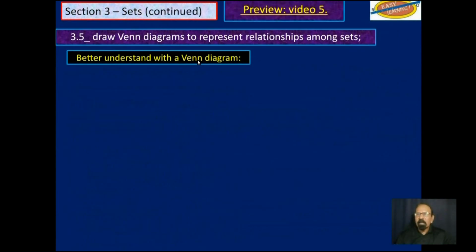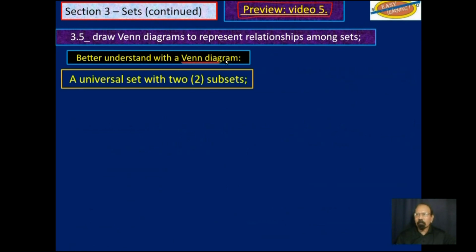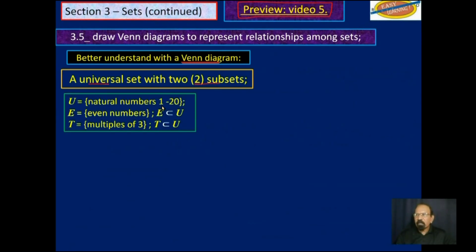Now, let us take a little preview that is from video 5. As a matter of fact, let's use a slide from video 5. To better understand this, let's consider a Venn diagram. You could actually see what is happening. Let us say you have a universal set with 2 subsets. The universal set are all the natural numbers from 1 to 20. E are the even numbers. E is a subset of U. T are the multiples of 3. T is a subset of U.